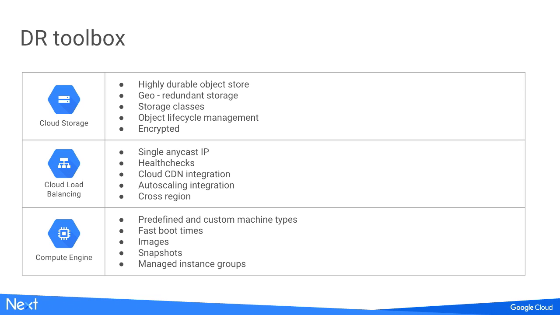Cloud Load Balancing provides a single globally accessible IP address to front your back-end instances. It's global, so your application can have instances running in Europe and the US, and your end users will be directed to the closest set of resources.